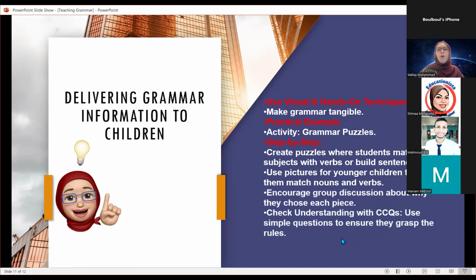Okay. You can check their understanding with some CCQs. How can I make CCQs? What's the meaning of CCQs, Islam? Concept checking questions. They are simple questions with yes, no answers, or answering with one word.